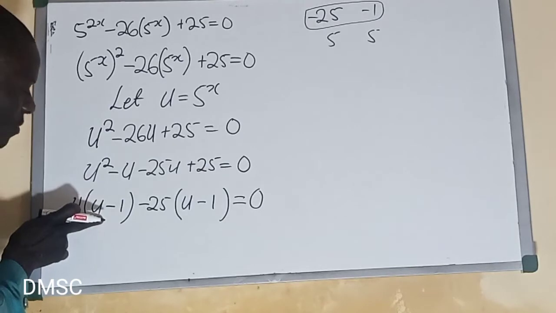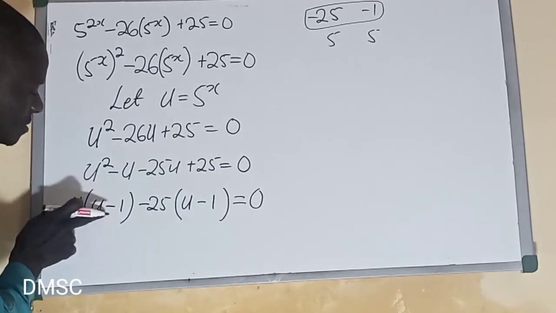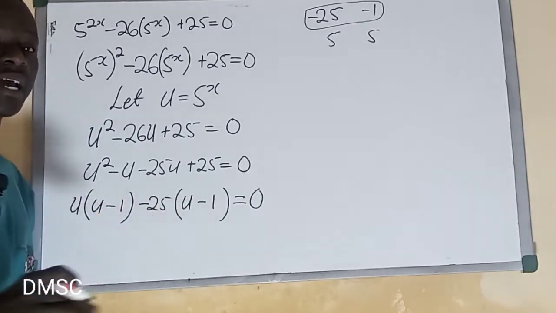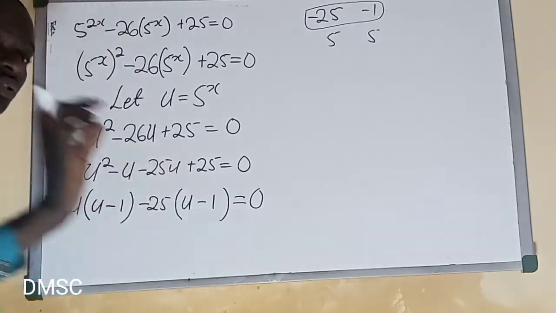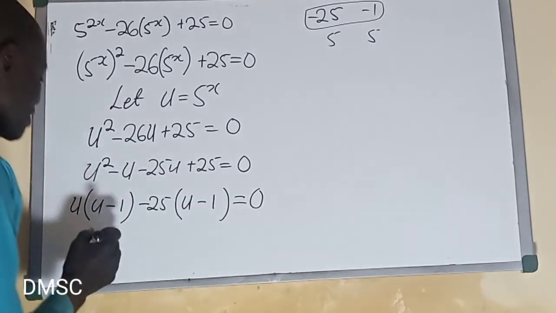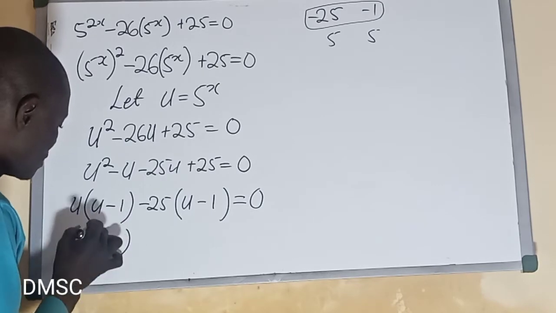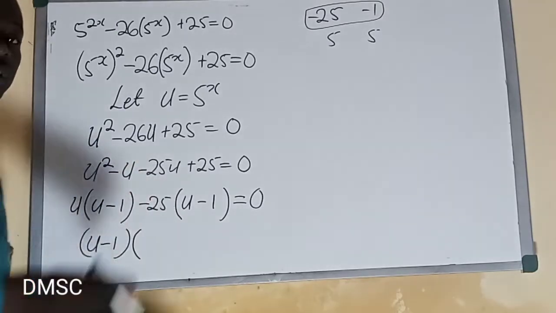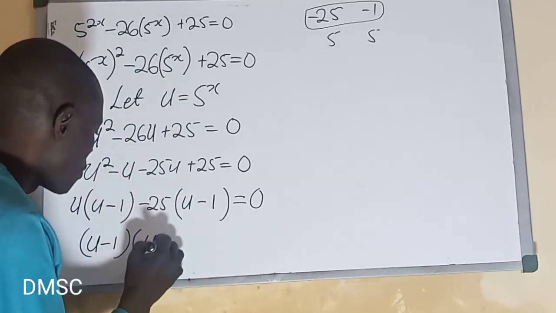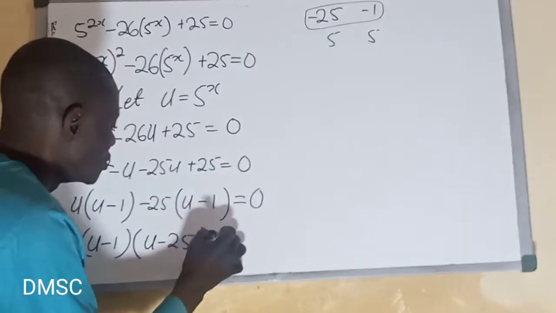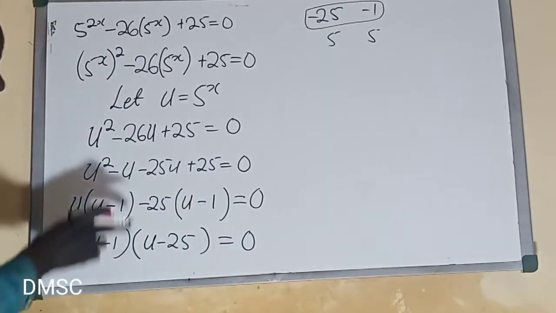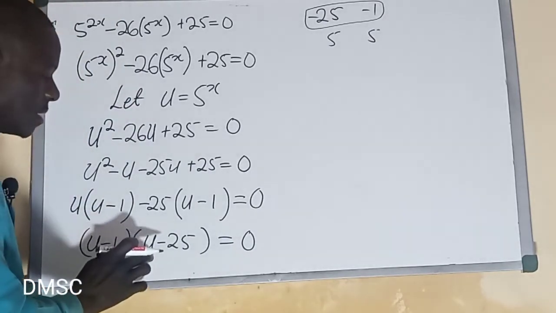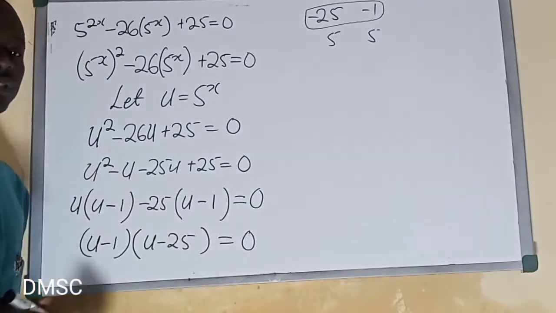From here you can see that we have the bracket u minus 1 here and u minus 1 here. So we take one of the brackets, that is u minus 1, and open another bracket for what is outside, which gives u minus 25. So we have (u − 1)(u − 25) = 0. I hope we are following.